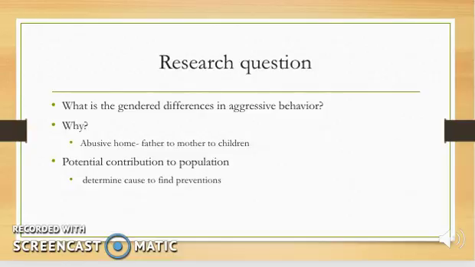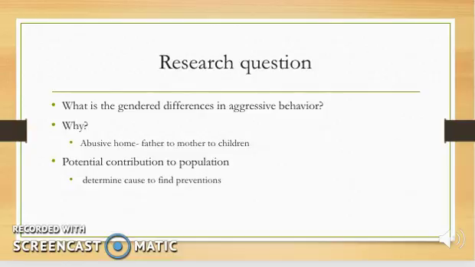This is important to me because I grew up in an abusive home where my father would be abusive towards my mother, which caused my mother to be abusive towards her children. Some potential contributions to the population are that if we're able to determine what causes these gender differences, we might be able to formulate ways to prevent the behavior.